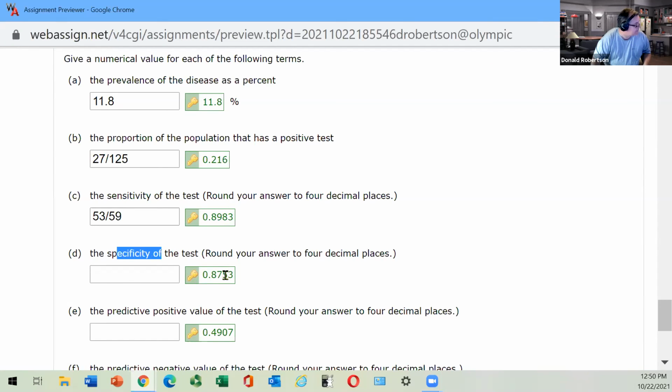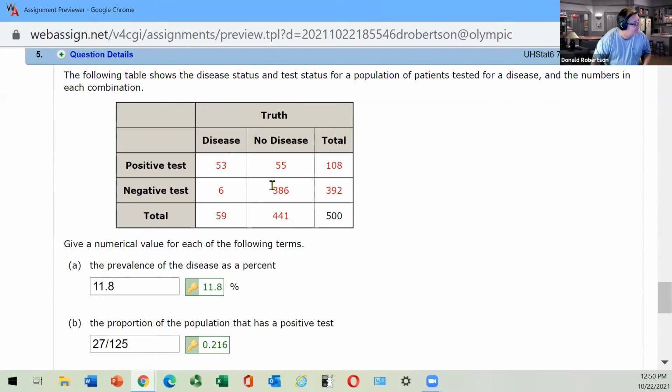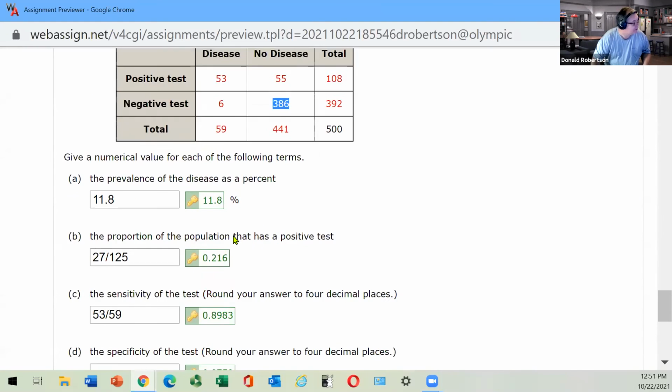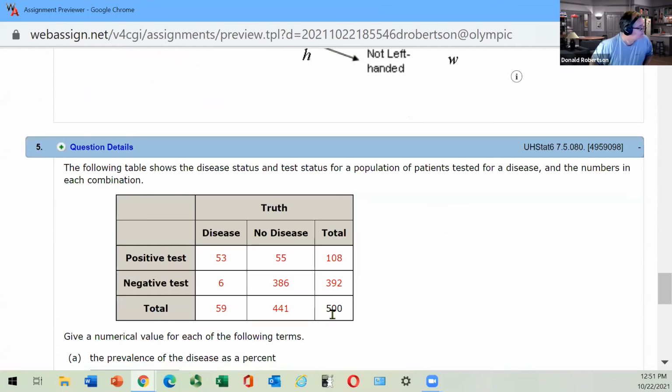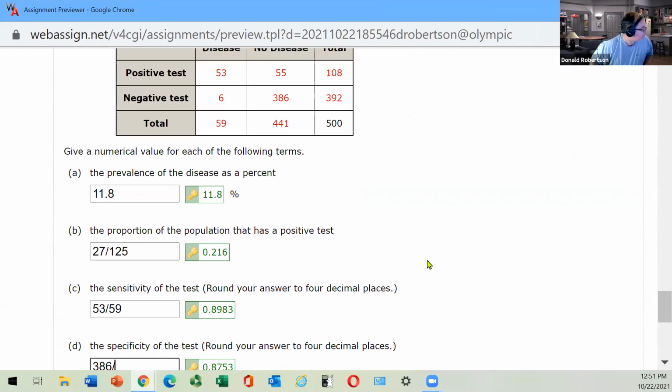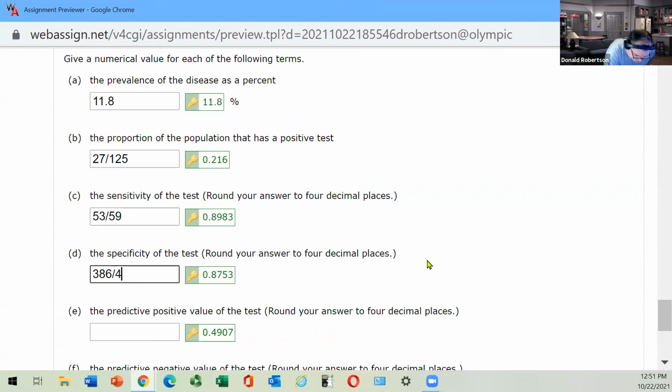So that is how many times you tested it and you got it right for the test. Now this one here, I'm assuming, is how many times you got it right when you told people they didn't have the disease. So that should be 386 people out of 441 that were tested. Check that. 386 divided by 441. And I am correct. Okay, now I know what they mean by that.